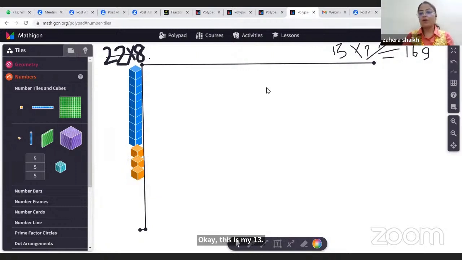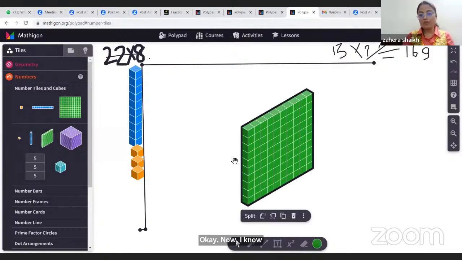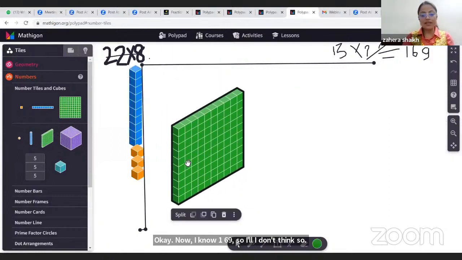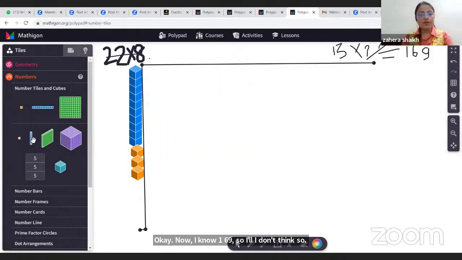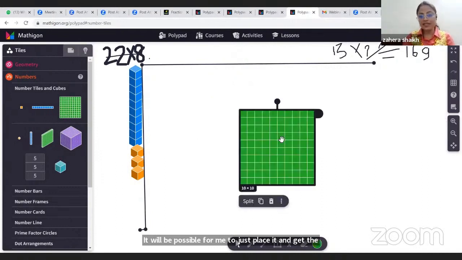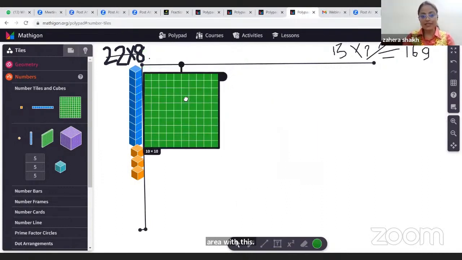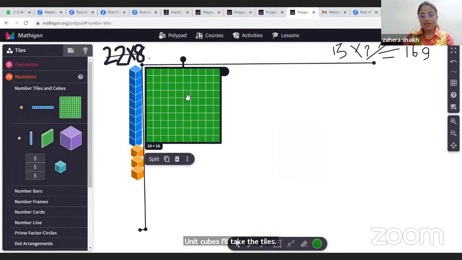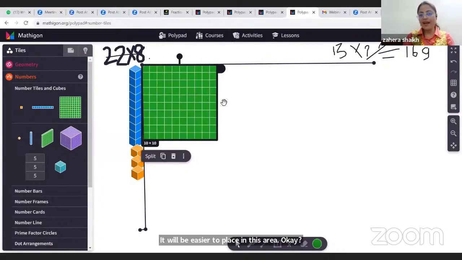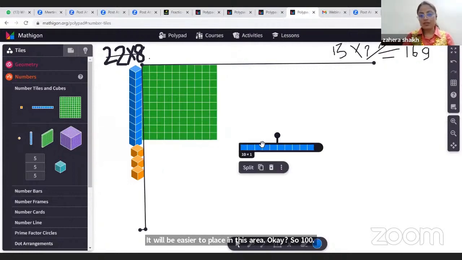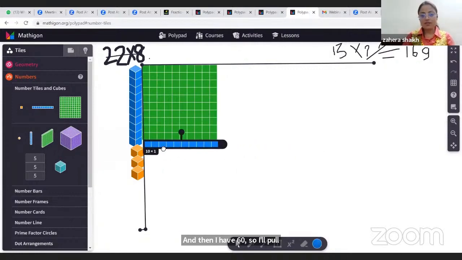Now I know 169. I don't think it will be possible for me to place it and get the area with these unit cubes. I'll take the tiles. It will be easier to place in this area. So 100 and then I have 60. So I'll pull out 6 rods.